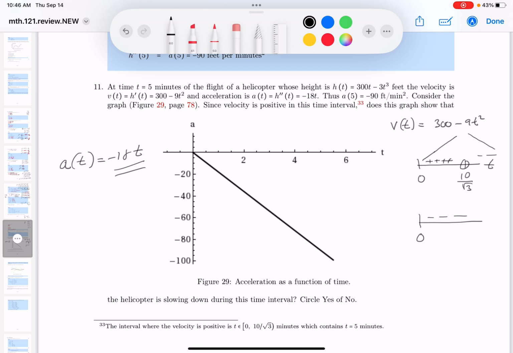So looking at it on the time interval, I consider the graph. I see the graph. And it asks whether the helicopter is slowing down during this time interval. The answer is yes. It's slowing down. Let me make sure, over here, the graph, helicopter, they give me the interval. And clearly, it looks like it's slowing down just looking at the picture, too. So the answer is yes.